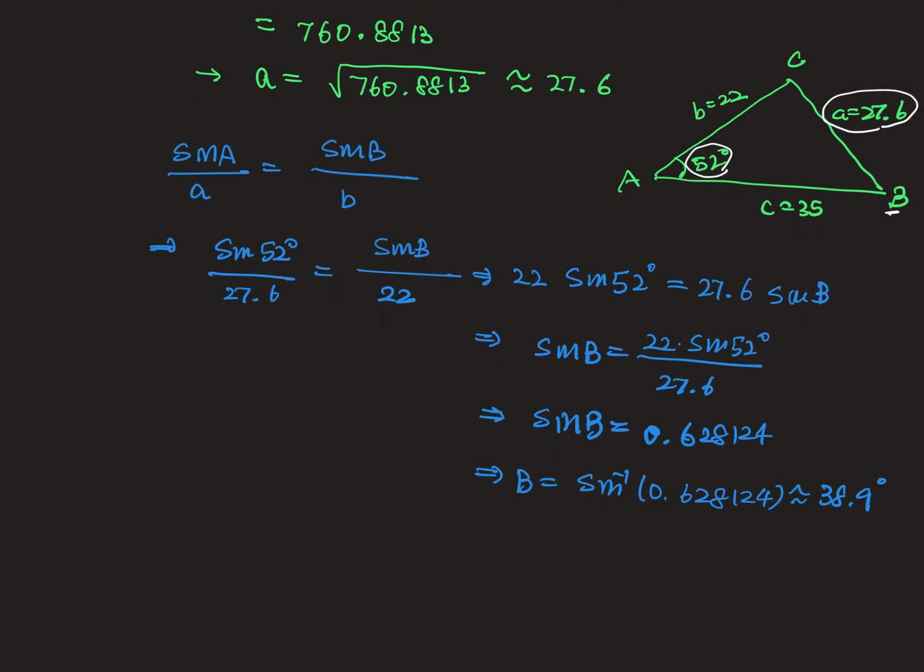Now angle C plus angle B plus angle A is 180. So you find angle C is 180 minus 52 degrees minus 38.9 degrees, so you find 89.1 degrees. That's how to solve the triangle. So make a good decision about which formula you're going to use to solve the problem.